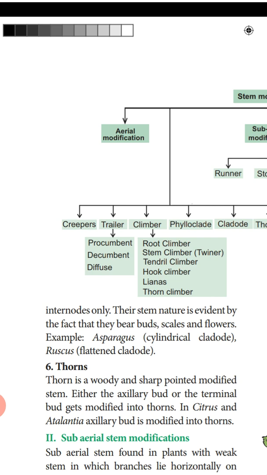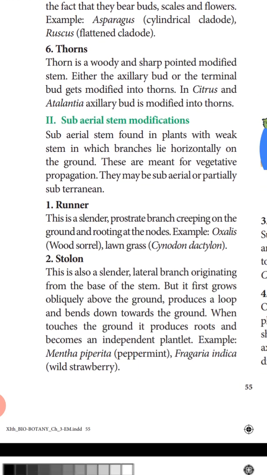The next aerial modification is the thorns. Thorns are woody, sharp-pointed modified stems. Either the axillary bud or the terminal bud gets modified into thorns. These thorns are woody structures, and you can find them in citrus and Atalantia, where the axillary bud is modified into thorns.